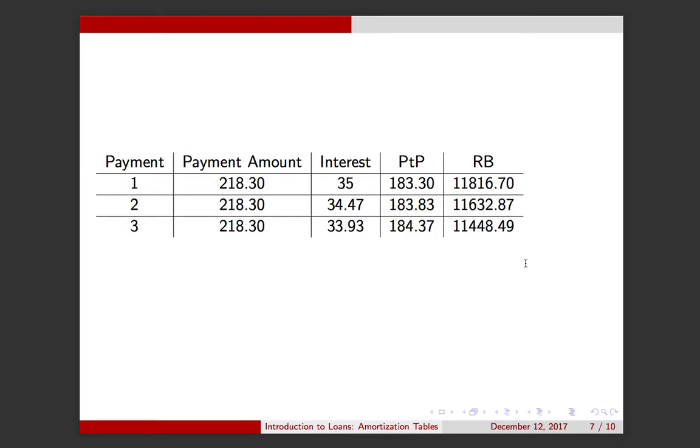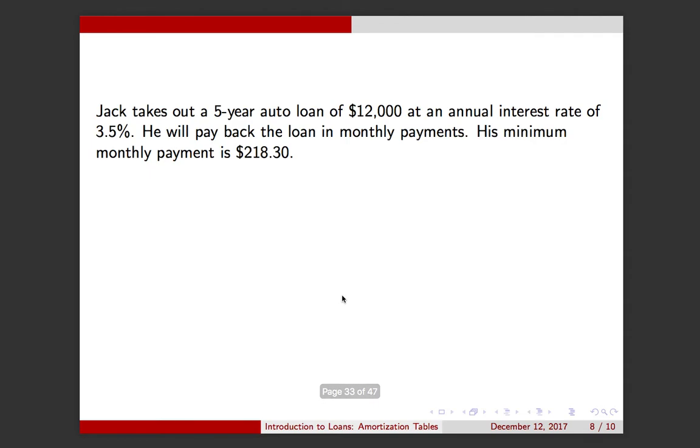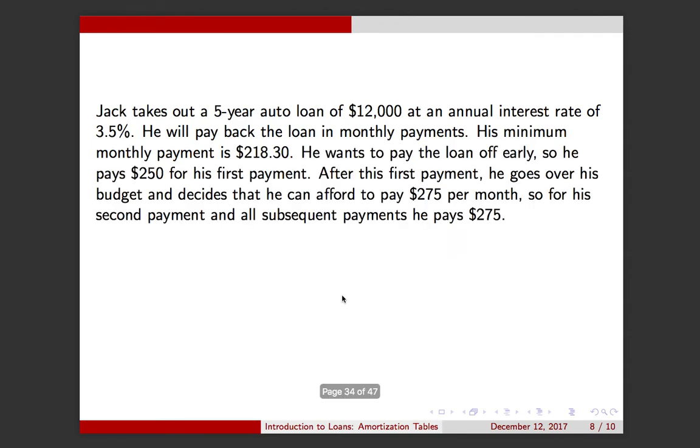Okay, so all that to say, you just keep doing exactly what we just did, and you could fill out the rest of this table if you felt like it. Okay, so let me just give you another scenario. The same setup: 5-year auto loan, $12,000 loan amount, APR of 3.5%. The minimum monthly payment is $218.30.